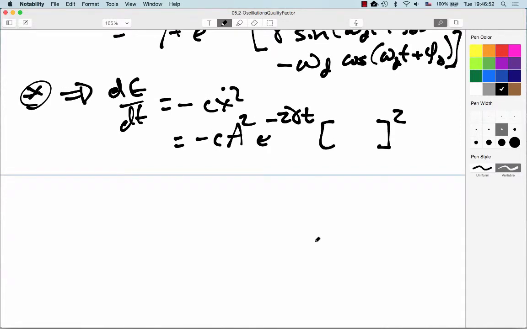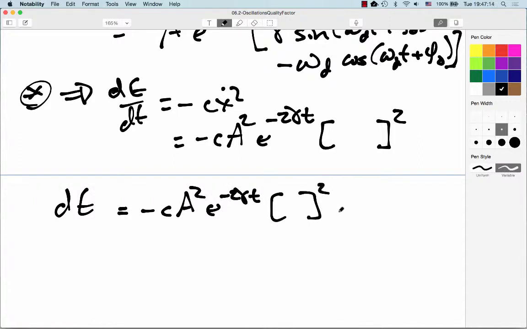So we want to get some sense of how much energy we lose in one cycle. So we'll go ahead and rewrite this as differentials. So dE will be equal to minus C a squared e to the minus 2 gamma t times the stuff in brackets squared dt. Okay. Now, we want to do this over a cycle.